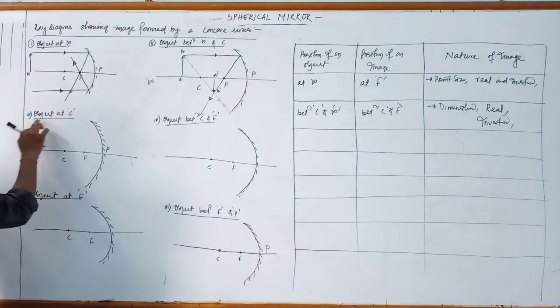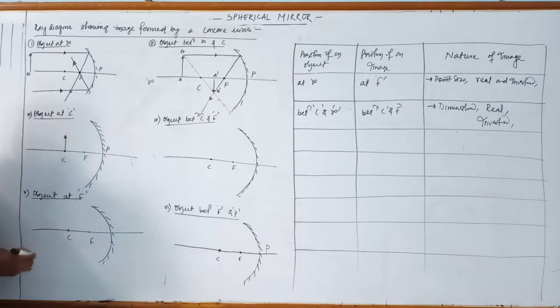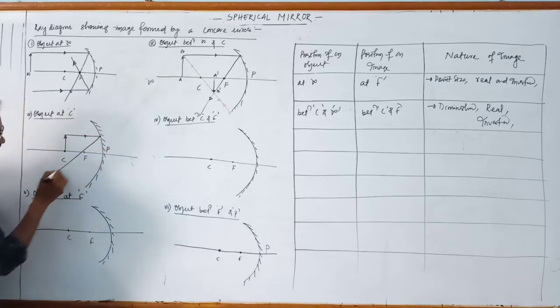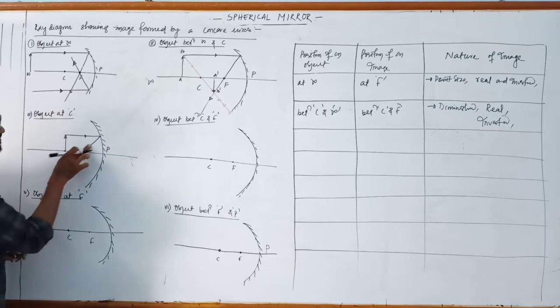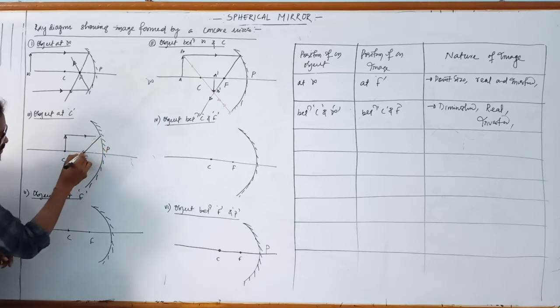Next, third case, when the object is at C. If an object lies at point C, the ray which is parallel to the principal axis, after incident, passes through the focus point, like this.